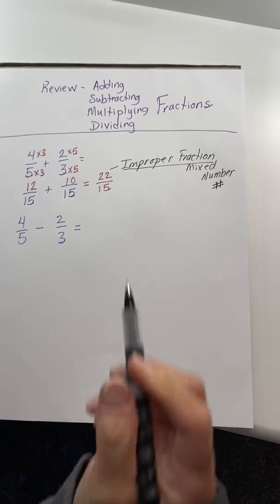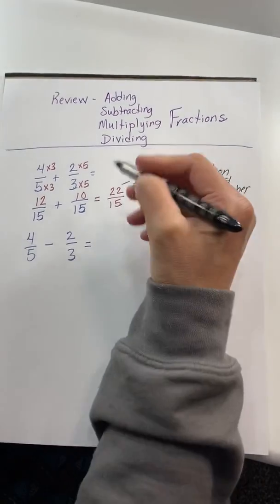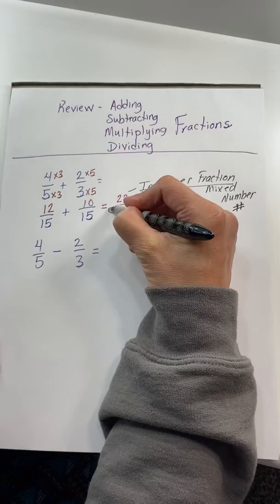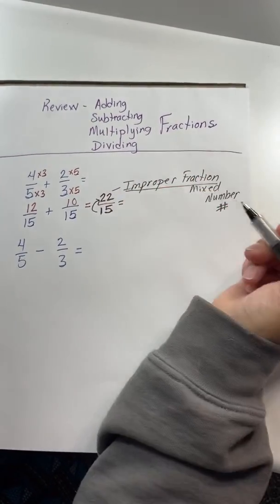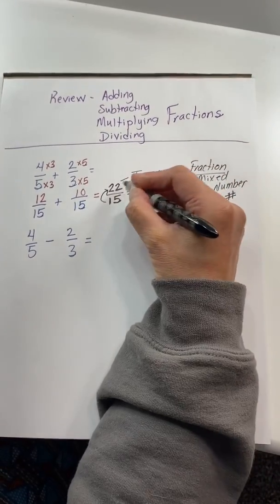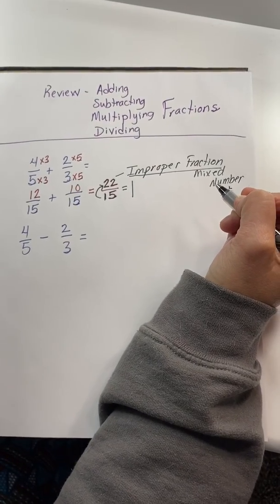All right, so how do we change that improper fraction to a mixed number? What we do is we ask ourselves, how many times does that denominator go into that numerator? And 15 times 2 is 30, so that would be way too big. So 15 goes into 22 one time. How many left over? We call that the remainder.